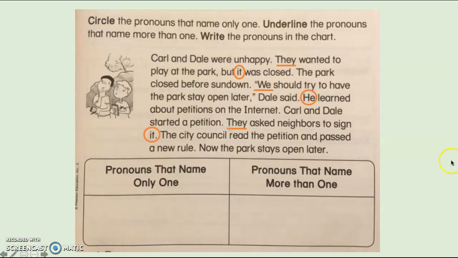Okay, so pronouns that name only one, you should have the following pronouns: it, he, and it again. Then for the pronouns that name more than one, those are the ones that you underlined, you should have these pronouns: they, we, and they again.